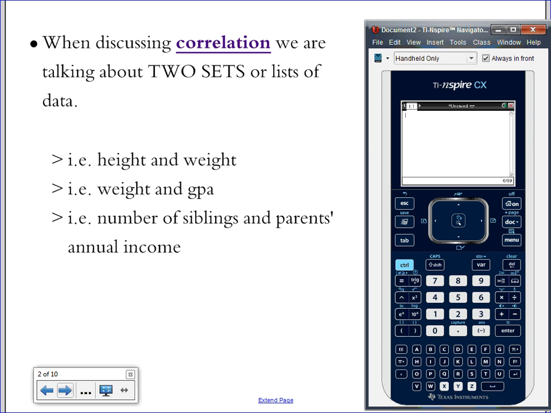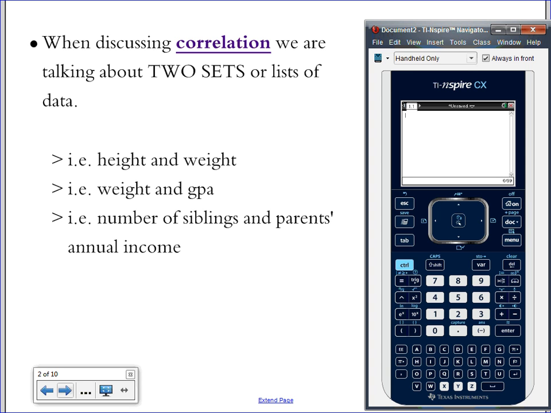This is what you'll be doing for your project, taking your two variables and comparing them, determining what kind of correlation might exist between them, and then hypothesizing about the reason why you think those two things might be related. I mean, height and weight is a pretty logical one. You know, the taller somebody is, the heavier they're likely to be. Of course, it's not perfect, but it's a trend.